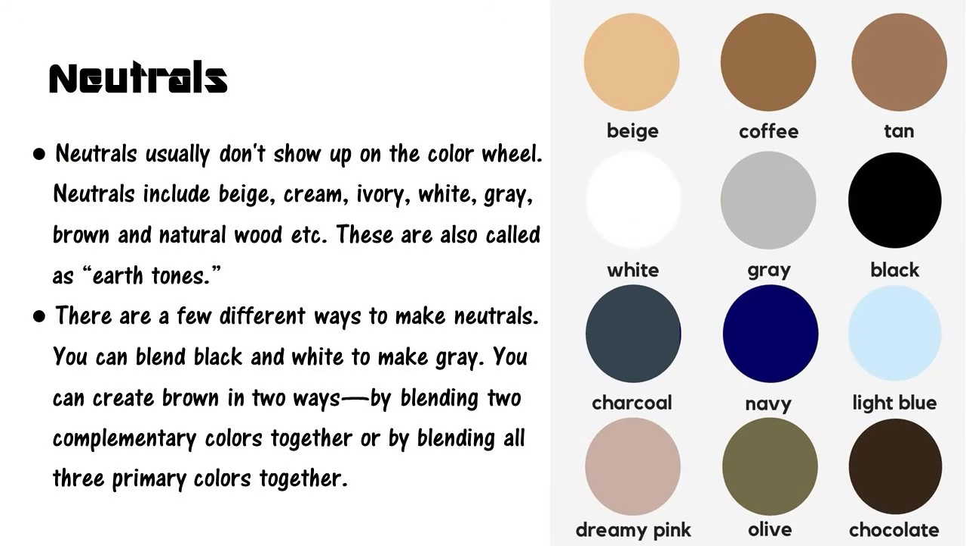Next we have neutral colors. So neutrals usually are those colors which are not present in the color wheel. Examples we have are beige, cream, ivory, white, grey, brown and natural wood, etc. And some other examples are given on the right side, you can see over here. Neutral colors are also known as the earth tones. There are different ways to make neutrals, like you can blend black and white to make gray. You can create brown in two ways, by blending two complementary colors together or by blending two primary colors together.